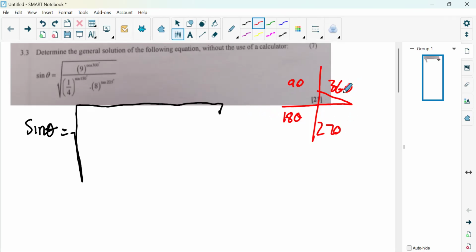Remember, we're measuring our angles from the positive axis. We start from the first quadrant and then we move anti-clockwise. We have 0, 90, 180, 270, and then 360. Where would you expect to find 300? It's a value between 270 and 360, so we expect to find it in the fourth quadrant.